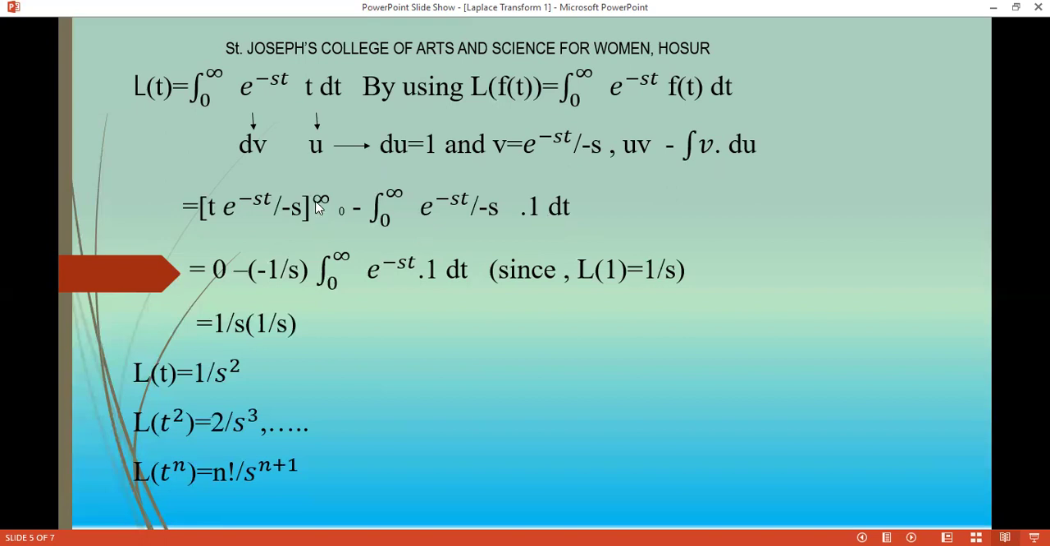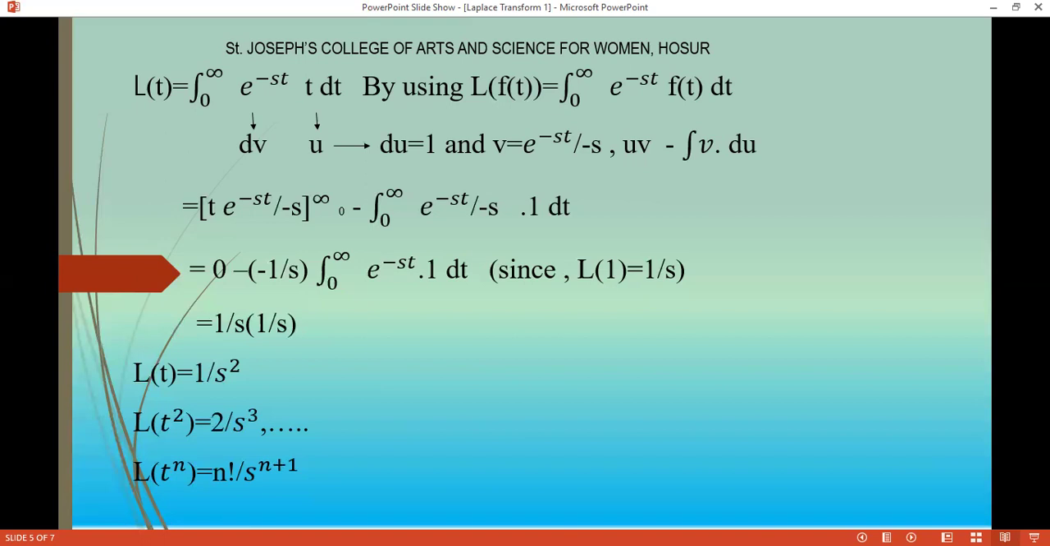So wherever we are getting e power minus infinity, we should put 0. E power minus infinity, already we have seen that e power minus infinity means 1 by e power infinity. 1 by infinity, the value is 0. So the upper limit becomes 0. The same way, when we substitute 0 in the place of t, that also you will get 0. So upper limit also 0, lower limit also 0. So the whole term becomes 0 here.